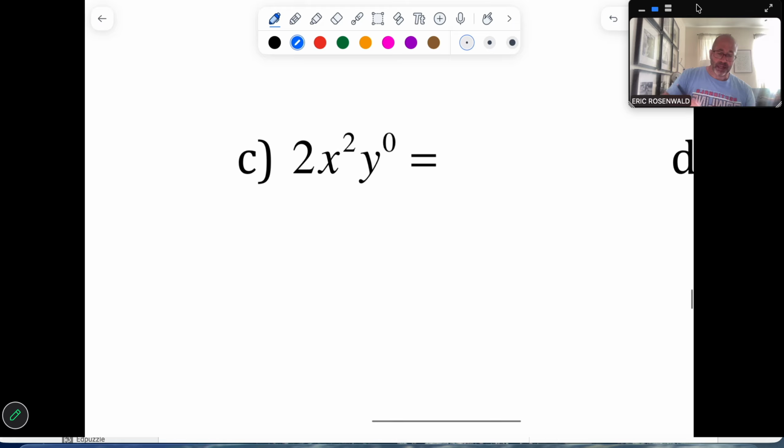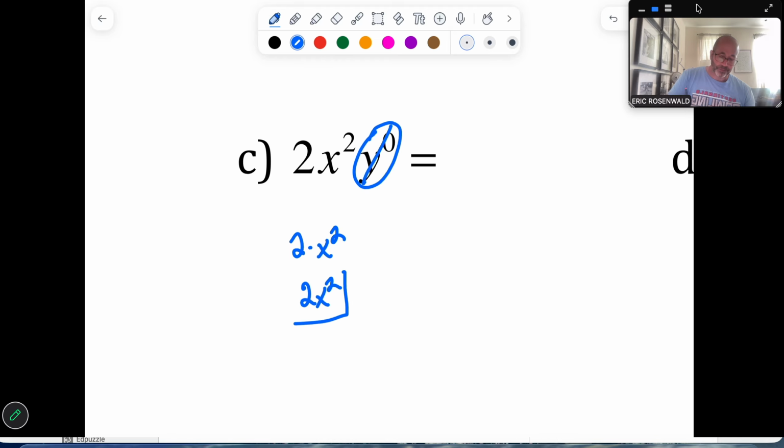All right? Anything to the 0 power here is equal to 1. So I don't have to worry about that. So this is just 2 times x squared, which is just 2x squared.